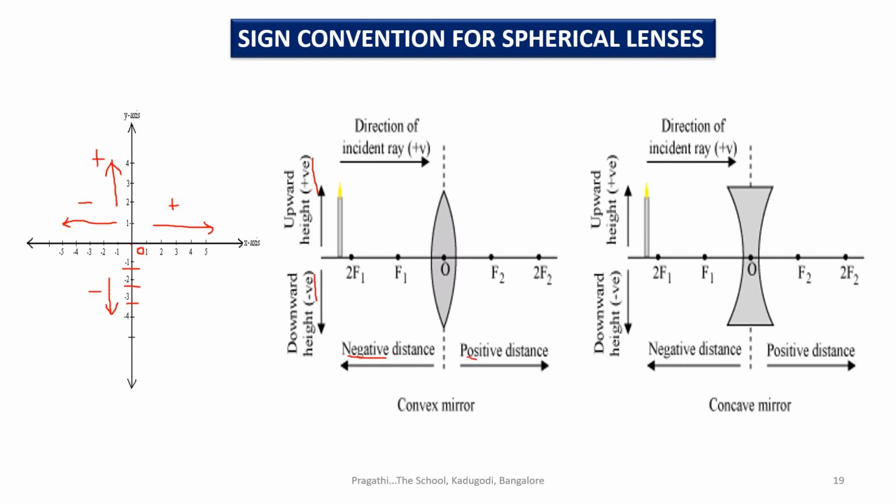If you go right side, it will be positive. Clear? Upward will be positive, downward will be negative, left side will be negative. If you go towards right, it will be positive. That means both for this convex mirror and this concave mirror, the sign convention is same. See, this is convex mirror. What is this? This is concave mirror. So both the sign convention will be same. So remember this, very very important.